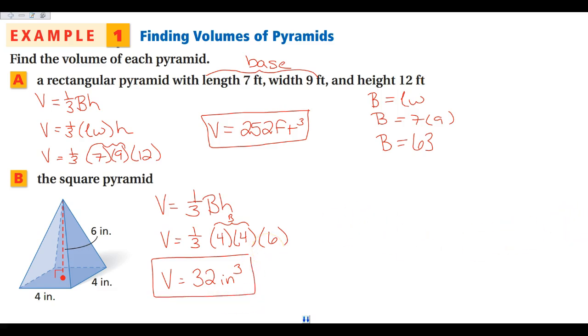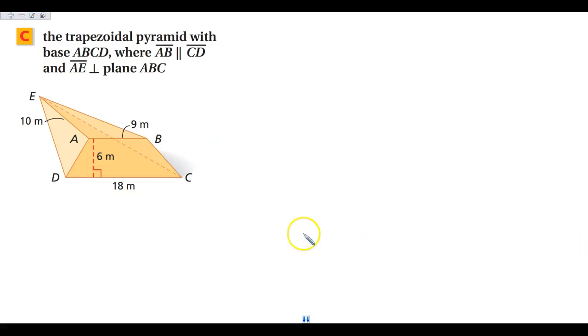Okay, let's take a look at part C for this example. Now, this one took me a minute to see what was happening and how this was actually laying. Here I have a trapezoidal pyramid. So this is my base. Think of it as laying down on its side going backwards, so like the point is behind the trapezoid. So it's not standing on the base, it's laying on its side.